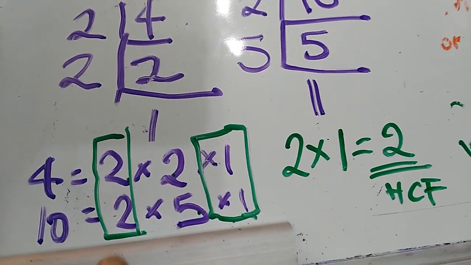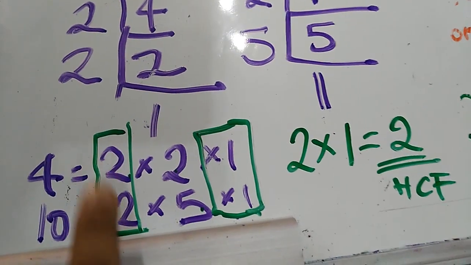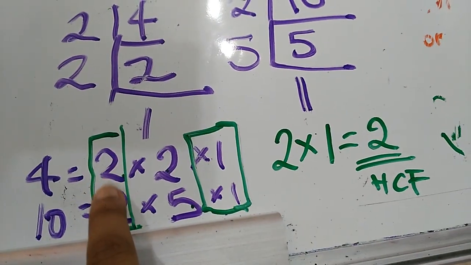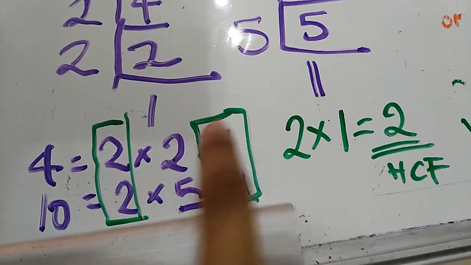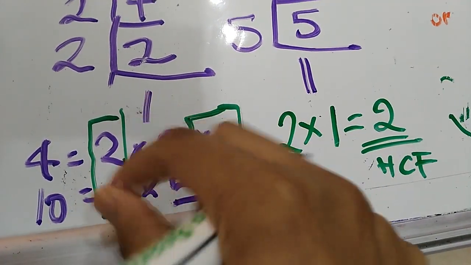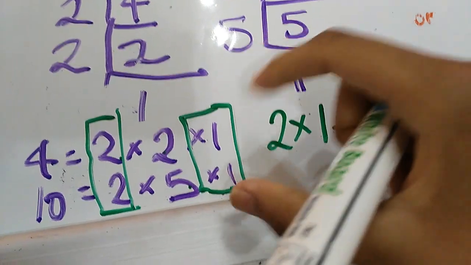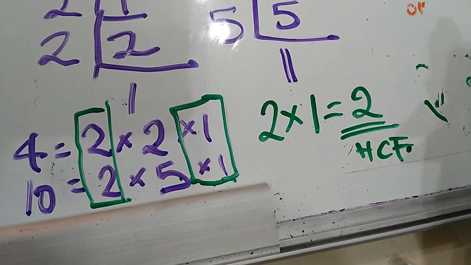So I take the common factors, pair them off, and multiply them together to get the highest common factor. I don't do 2 times 2 times 1 times 1. I just take the pair of them, 2 times 1, and that gives me the highest common factor.